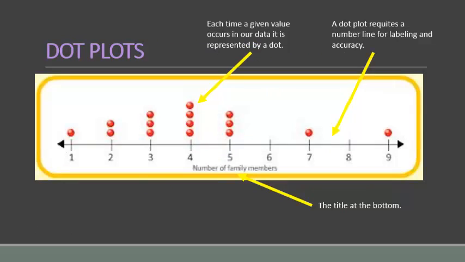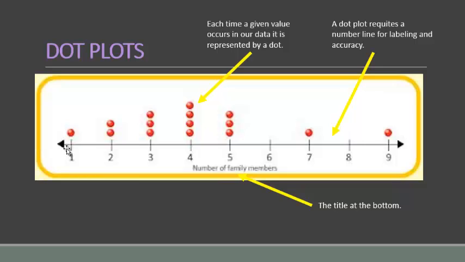The last kind of graph we will look at is a dot plot. In a dot plot, like a box plot, you also have a number line across the bottom to serve as your axis. Then you put a dot each time a given value occurs.